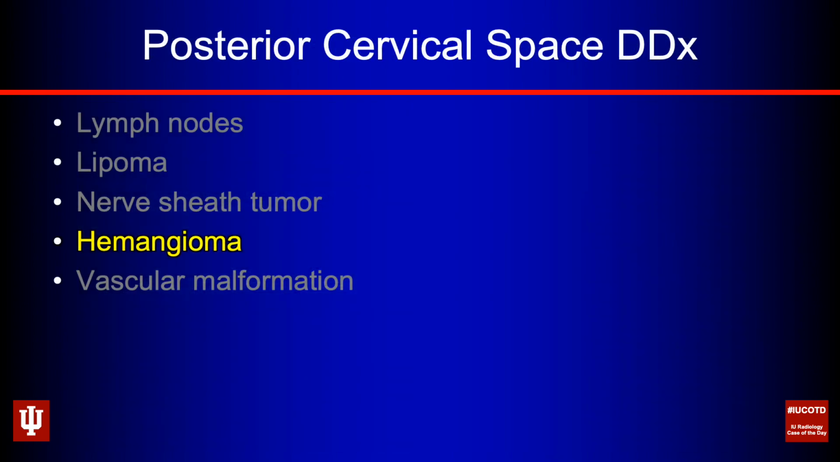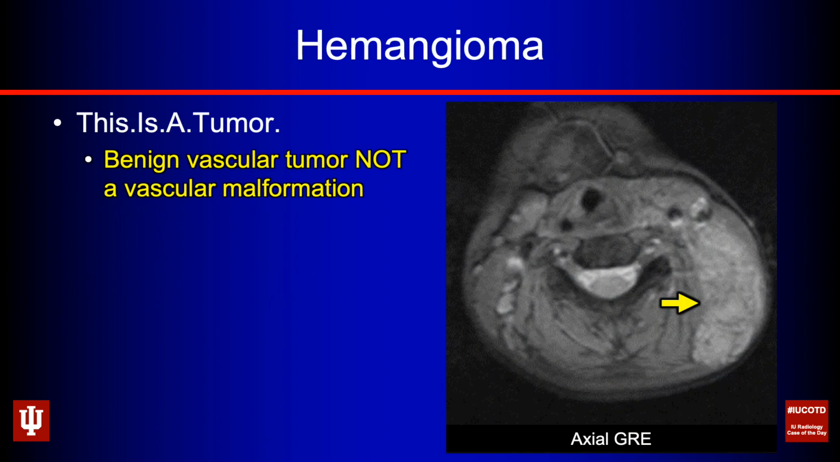A couple other tumors, or I should say a tumor and some lesions that can involve this space as well, but are by no means specific to this space, just something that can show up here, and I thought this would be a good time to talk about them. First is a hemangioma. Hemangiomas are tumors, okay? They are tumors. They are vascular tumors. They are benign, but they're tumors. These are not vascular malformations.